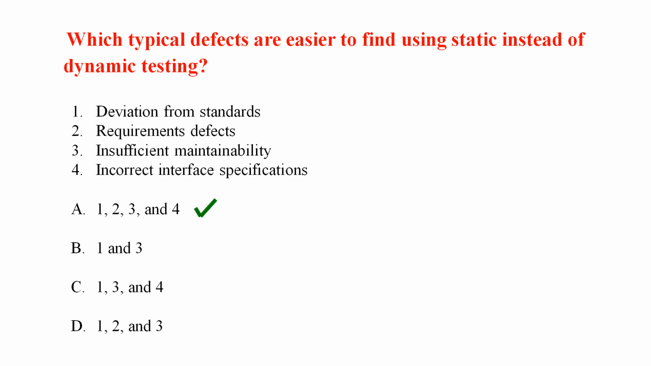Insufficient maintainability, we have to find that in the requirements, and incorrect interface specifications. Where will we get these interface specifications? We get them during the integration of the components. Before integration testing, you have to do static testing on these interface specifications. So all these 4 options are correct, right?